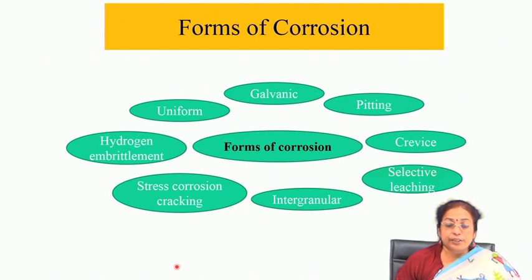Now, let us quickly go through the different types of corrosion. It is very important to know in which mode corrosion occurs, because depending on the mode, different preventive measures need to be taken. There are 8 standard ways in which corrosion occurs: uniform or environmental or general corrosion, then galvanic corrosion, pitting corrosion, crevice corrosion, selective leaching, intergranular corrosion, stress corrosion cracking, and hydrogen embrittlement.